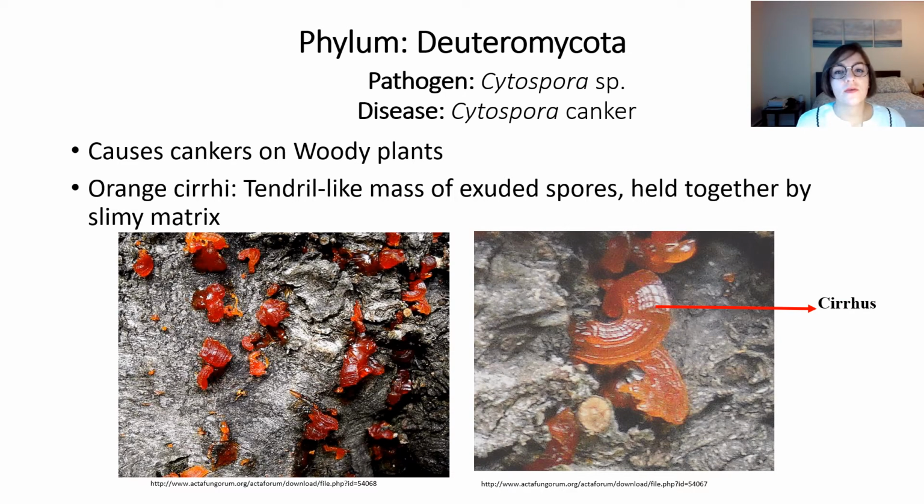Continuing with the Deuteromycota phylum, we have the pathogen Cytospora, which causes Cytospora canker in different woody plants. This pathogen produces cirrhi, which are tendril-like masses of exuded spores, which are held together by a slimy matrix, as we can see in this photograph.